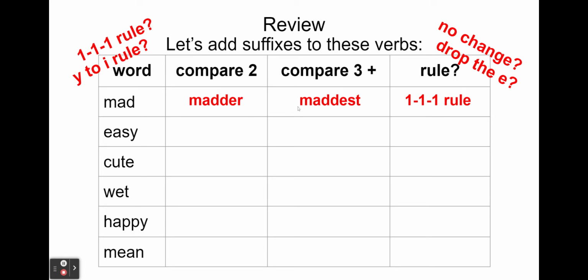All right, so see how we're doing this? We're adding er and est. Right? When we're comparing two, er, when we're comparing three or more, est. Let's try it on the next one. Press pause. Complete the chart for easy.